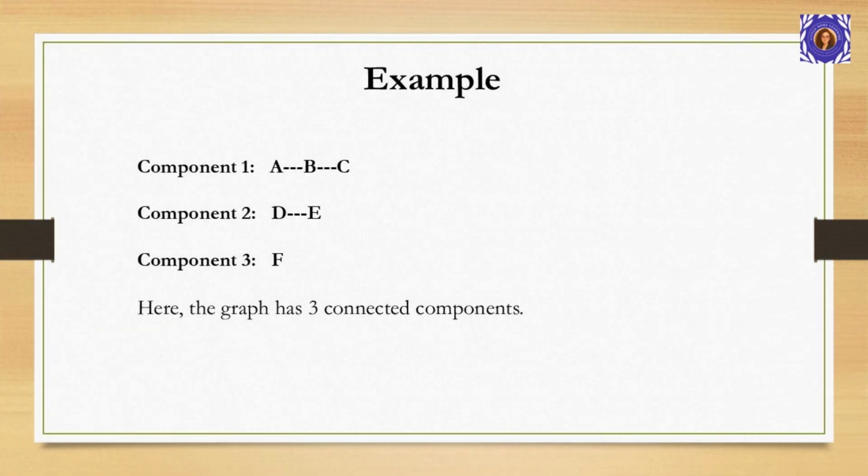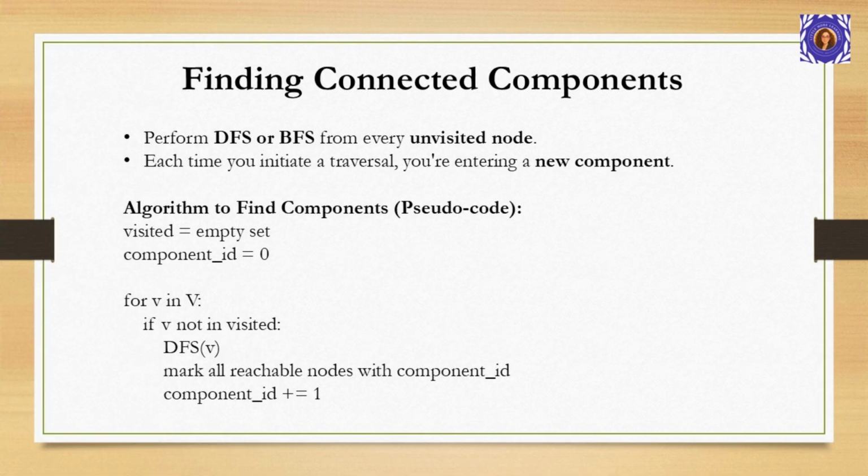Looking at our example, component 1, A, B, C, 3 vertices connected. Component 2, D, E, 2 vertices connected. Component 3, F, 1 isolated vertex. This graph has 3 connected components total. The algorithm to find components is beautifully simple. Why does this work? Each DFS or BFS traversal visits exactly 1 connected component, no more, no less.